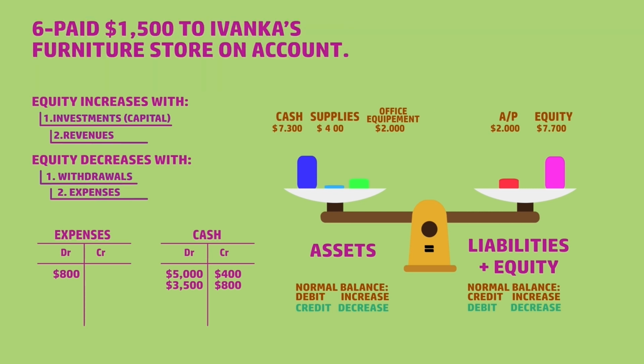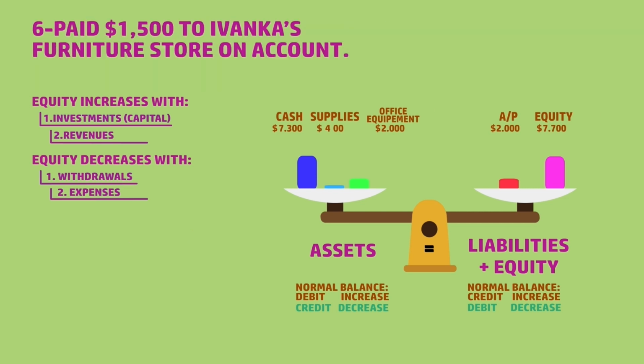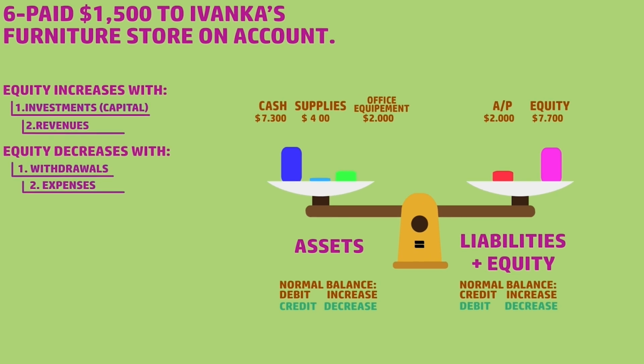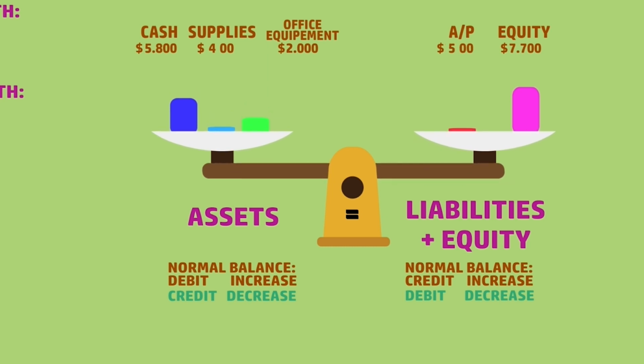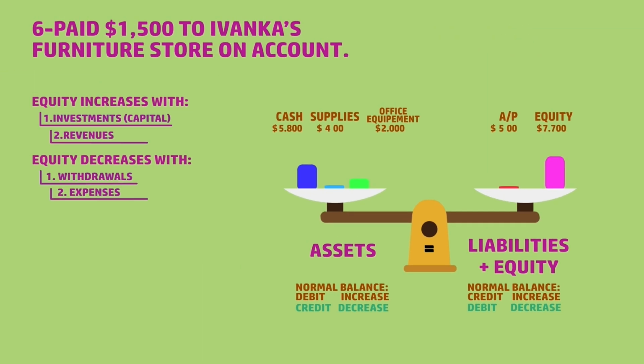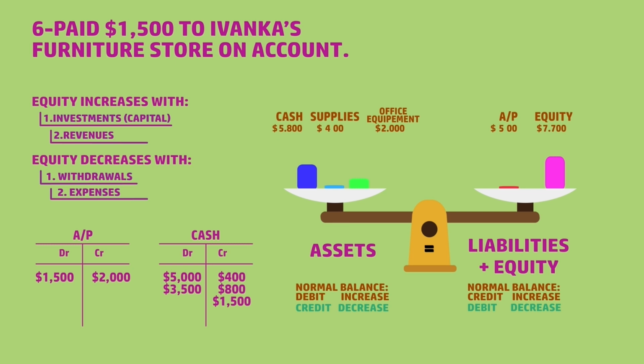Number 6. Paid $1,500 to IVANKA'S furniture store on account. Cash balance is reduced by $1,500 and here we paid part of the liability we owe to IVANKA'S store. So the liability is also reduced by $1,500. We use debits to record decreases in liabilities. So we debit accounts payable and credit cash by $1,500.